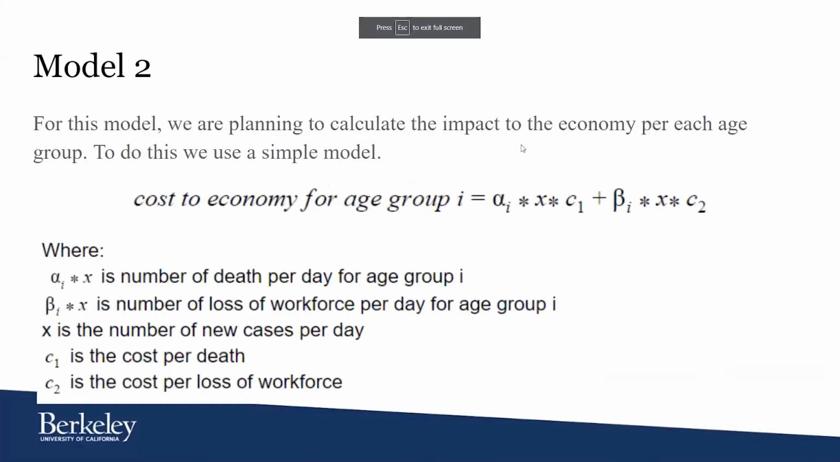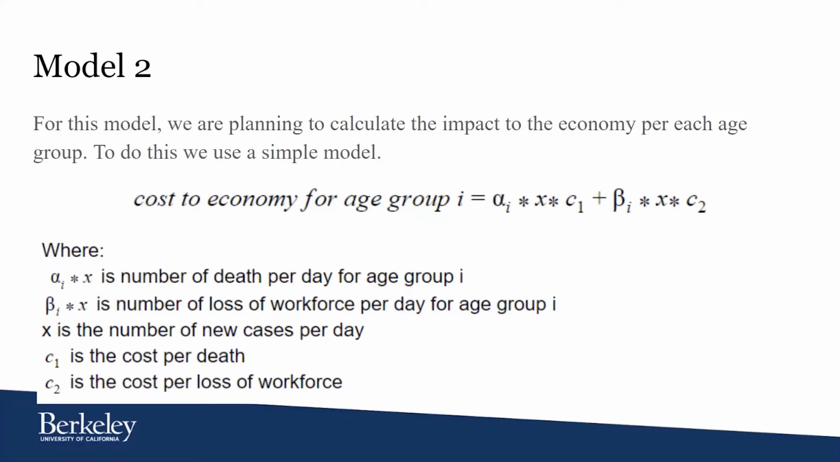So next, we have our second model, where we decided to look into the impact to the economy for each age group. So we use this simple model where the cost of the economy for each age group is the number of deaths per day times the cost per death, plus the number of loss of workforce per day for each age group times the cost per loss of workforce.